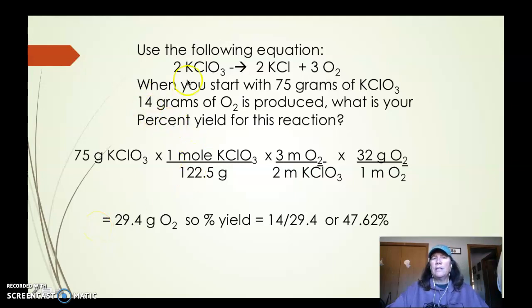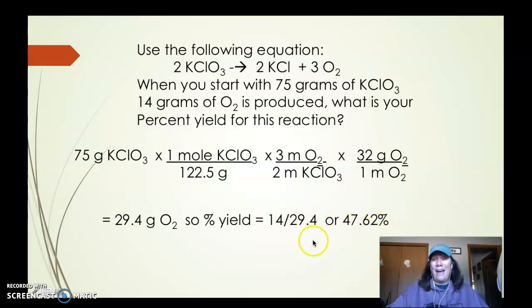So now you look up here and it says, well, when you did it, you got 14 grams. So this is my actual yield. This is what I really got when I did it. So I take what I got, 14, divided by what I should have got, 29.4. So this is the actual, this is theoretical. This is the max you'll ever get. And if your yield is over 100, you guys, you divided it wrong because you can't have over 100. Anyway, I get 0.4762 or 47.62%.